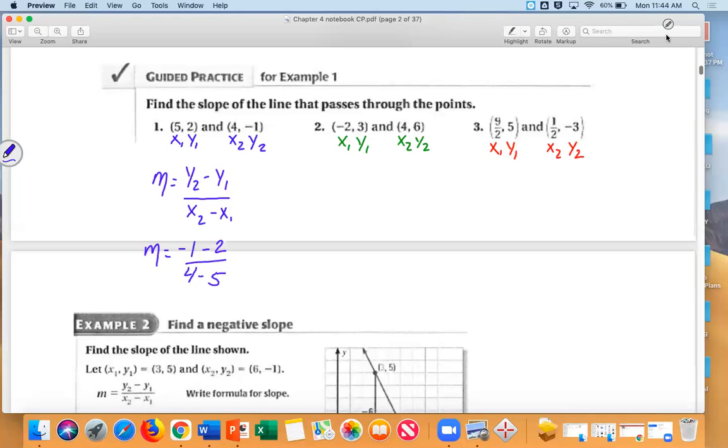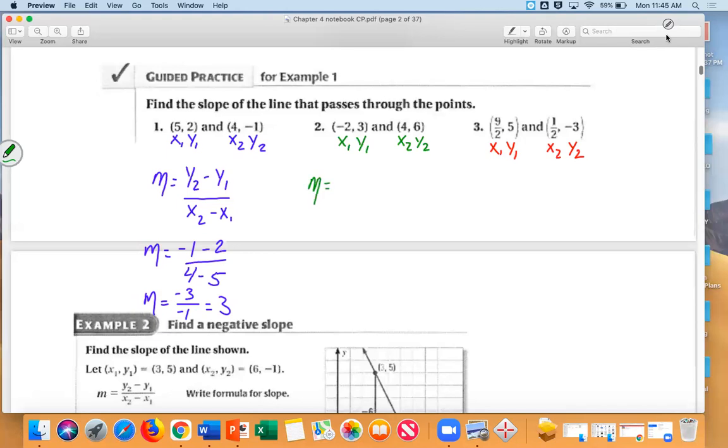So my fourth and final step is solve and simplify. So -1 minus 2 is -3. 4 minus 5 is -1. -3 over -1 is 3. Can you kind of remember this a little bit? Just a little? All right.